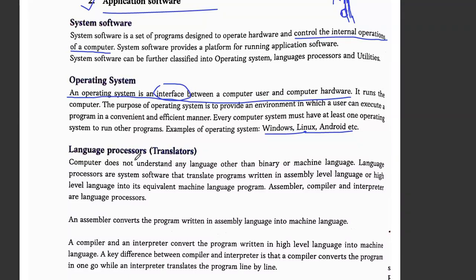Next is language processor or translator. So what is the need of language processor or translator? Why do we need it? Computers does not understand any language other than binary or machine language. So when we will be studying about the different languages, we will be going through these languages in details. But now I will tell you one thing, that every electronic device or electrical device knows only one thing, that is on or off, right? So the bulb, as you can see, the light bulb or the fan, what does it understand?